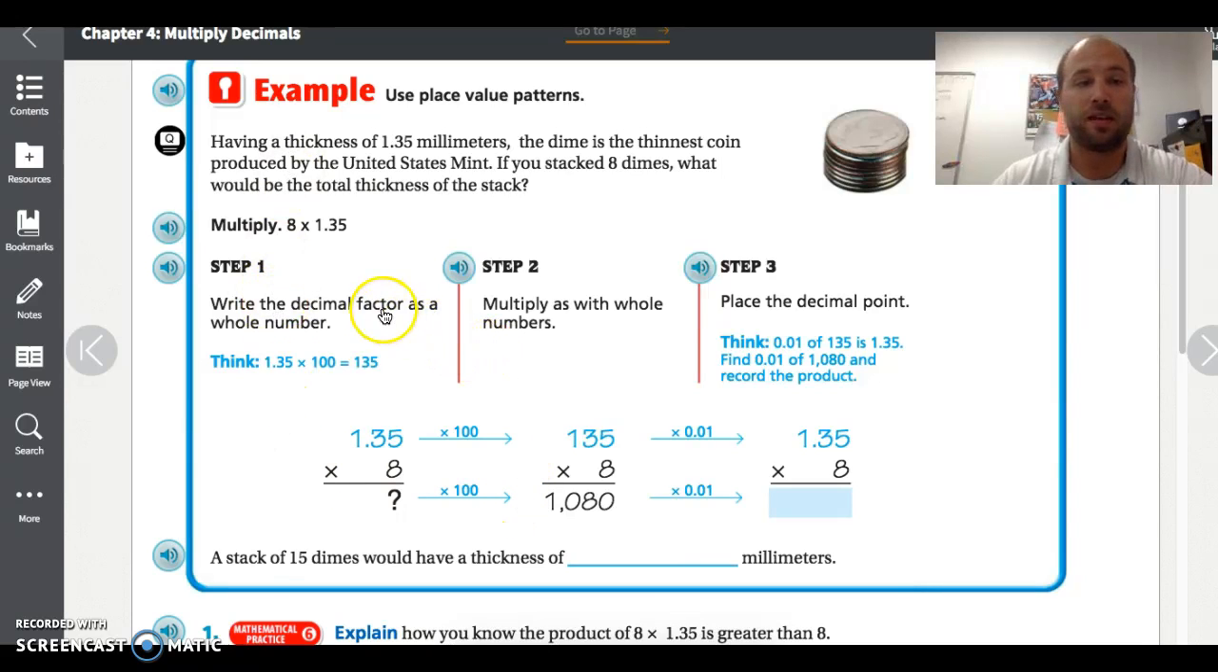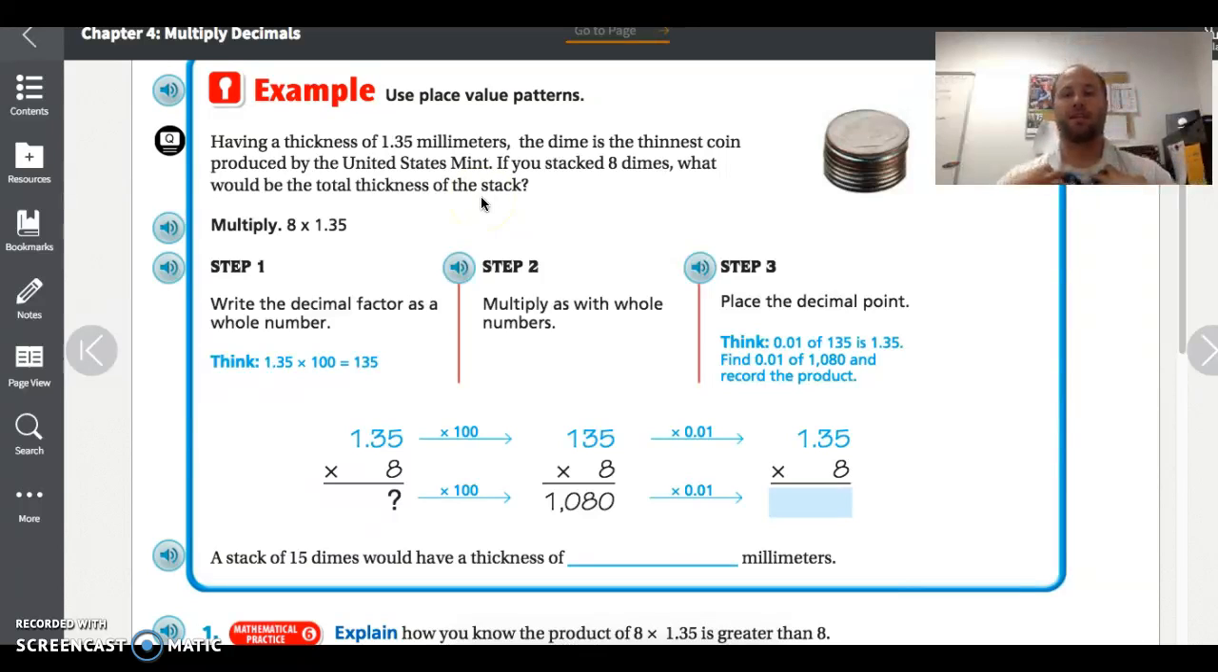They write the decimal factor times the whole number, so they're using the new trick that I use. Okay, so let's cover that really quick. Okay, so having a thickness of 1.35 millimeters, the dime is the thinnest coin produced by the United States Mint. If you stacked 8 dimes, what would be the total thickness of the stack?